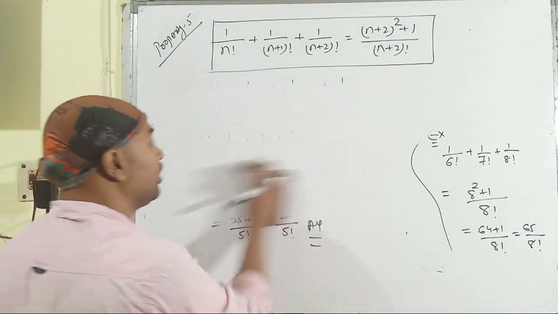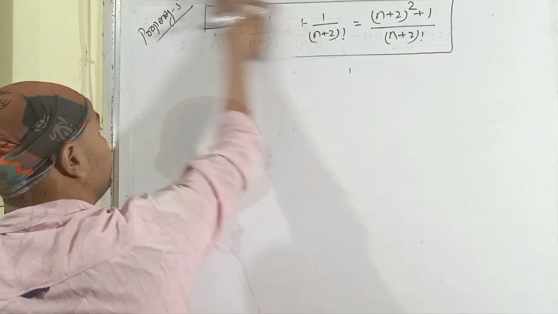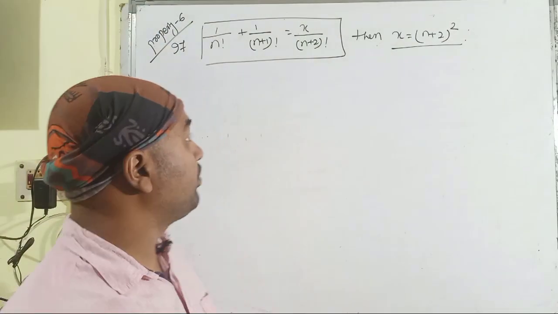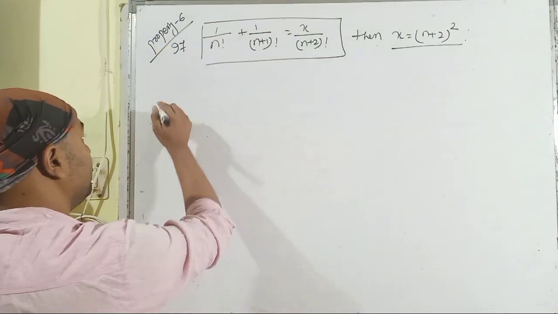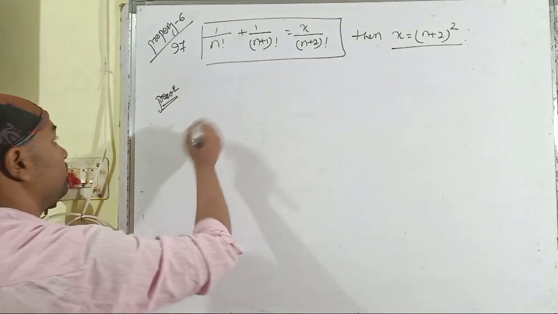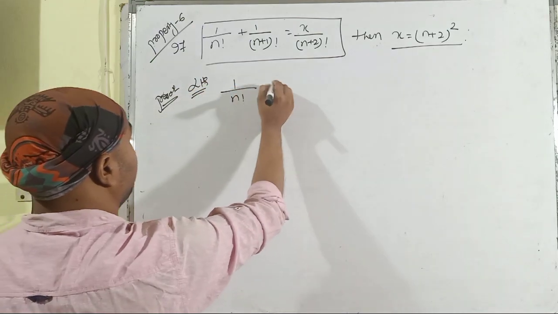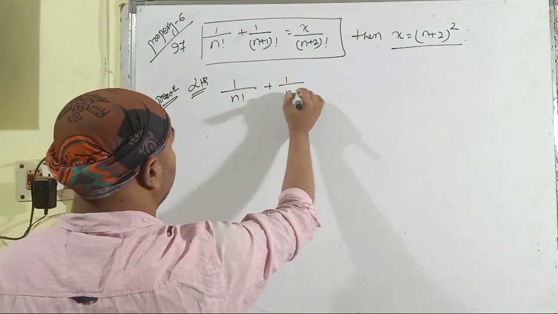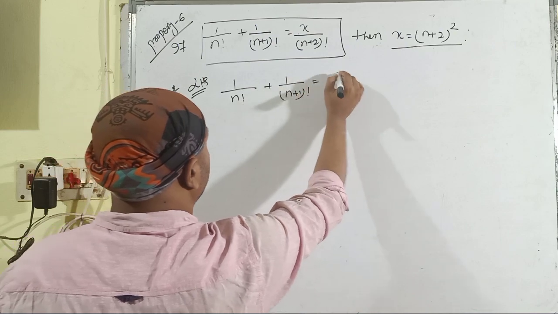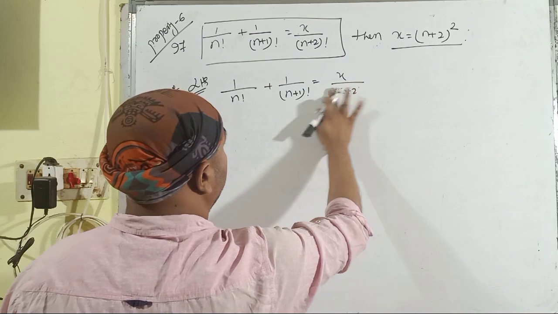Then let us discuss the last property based upon the factorial topic. First of all, let us prove it. Considering the left hand side first, 1 upon n factorial plus 1 upon factorial of n plus 1 is equal to x divided by factorial of n plus 2.